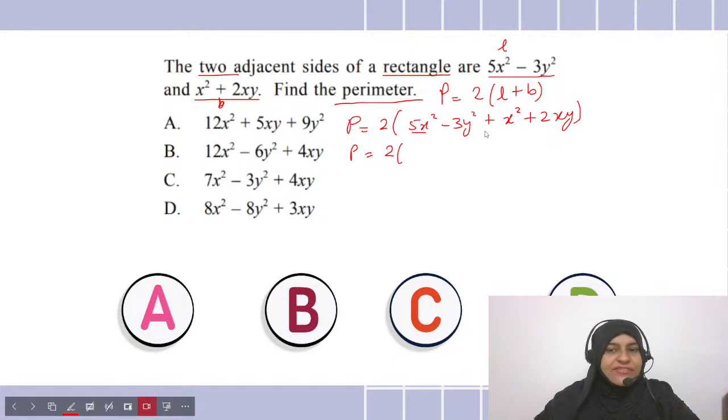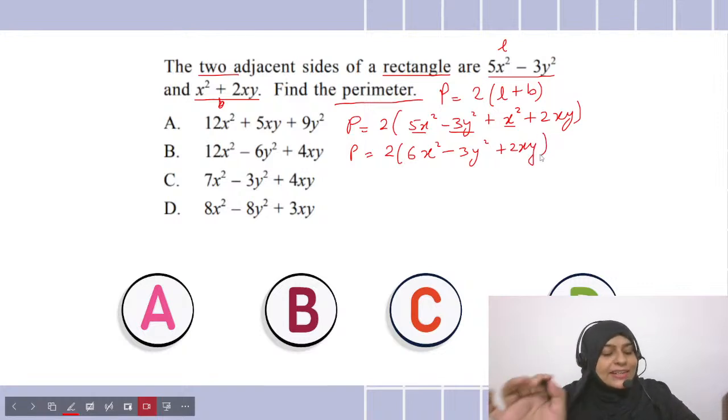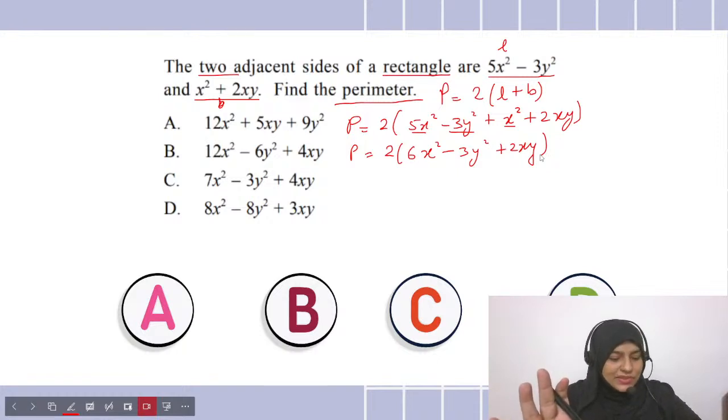Now you can see 5x square and x square, so it is 6x square. Now it is minus 3y square because there is no other y square, so it is as it is. Now it is 2xy. Always remember that we can add and subtract only the like terms. We cannot add and subtract unlike terms. Correct?